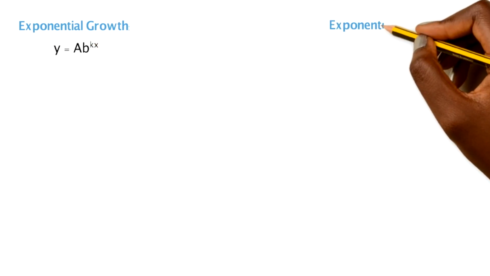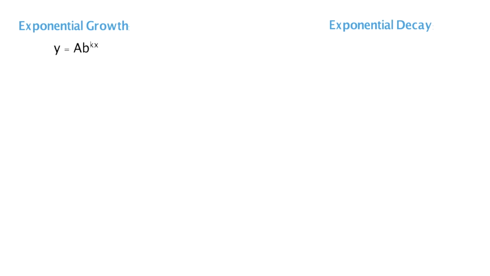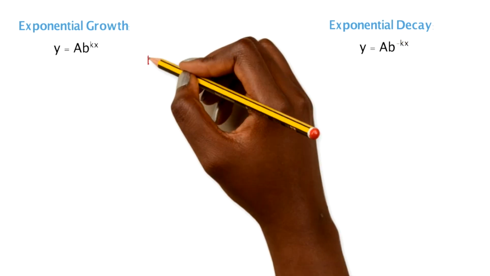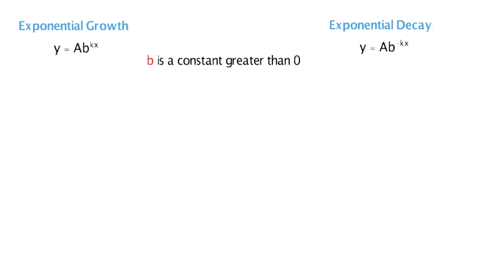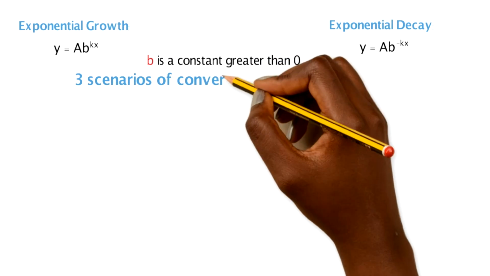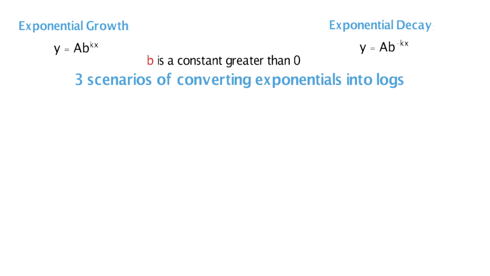So when it comes to, for instance, exponential growth, this is usually where you have a positive power. So for instance, y is equal to ab to the power of kx. Exponential decay would be a negative power. So y is equal to ab to the power of minus kx. And this value of b, bear in mind, in exponential growth and decay, has got to be a constant greater than 0. So there are 3 scenarios of converting exponentials into logs you need to be aware of.